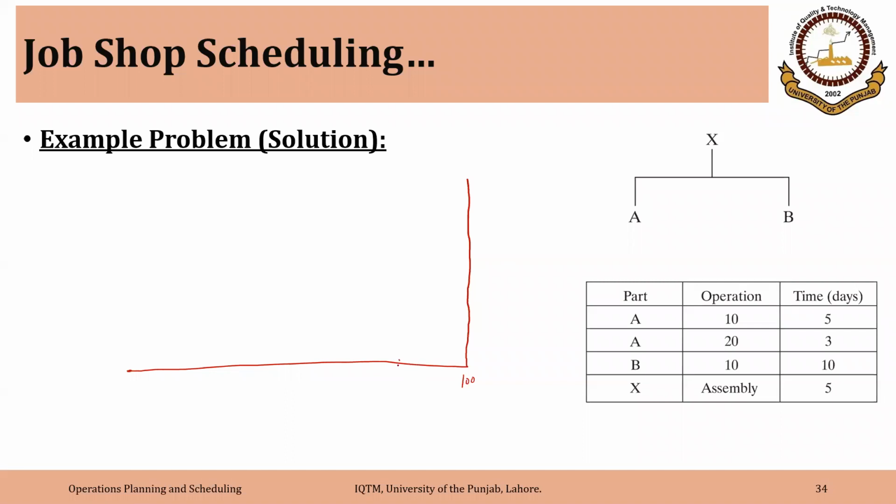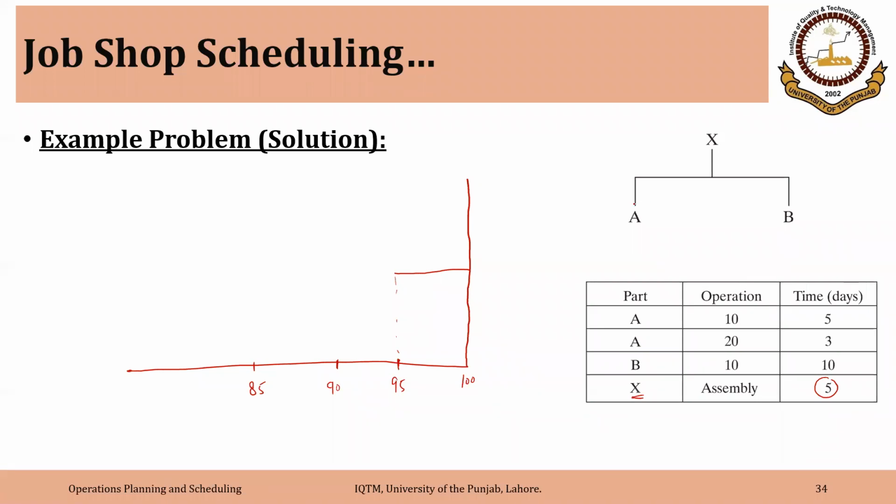So we can draw the time at intervals of 5: 100, 95, 90, and 85. So we are backward scheduling. First we will plan for assembly X. That requires 5 days, so we start its production on day 95 so that it is available on day 100.